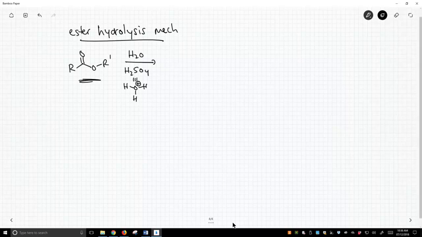Anytime you treat something with acid, the first step is going to be protonation of whatever your starting material is. Now, as it turns out, when we're talking about carbonyl compounds, that carbonyl oxygen is where we're going to protonate. So that starts it off. Once we protonate a carbonyl, it goes from being a weak electrophile to becoming a strong electrophile.